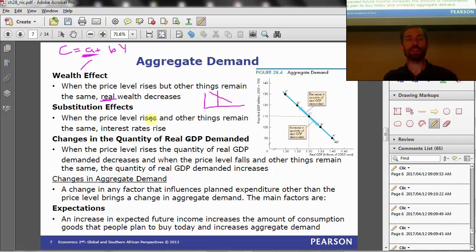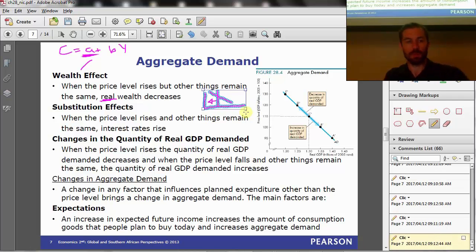When we have an increase in the price level, what does that do to the real money supply? It decreases real money supply. Sorry, so this is the money market. We're plotting M against R. So when the price level rises, the real money supply decreases. When the real money supply decreases, what happens to the interest rate? It increases. When the interest rate increases, what does that do to things like investment spending?